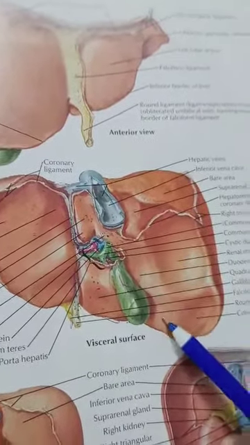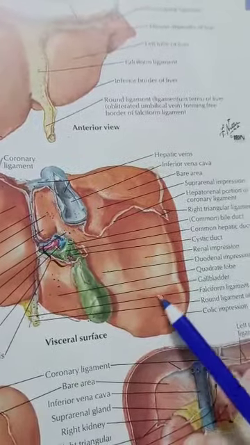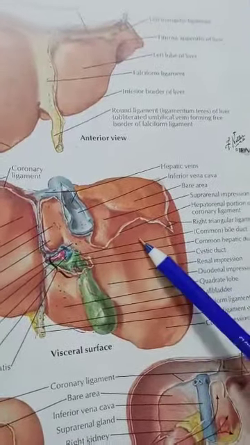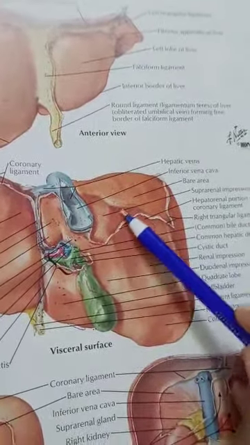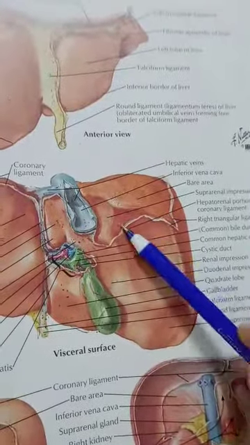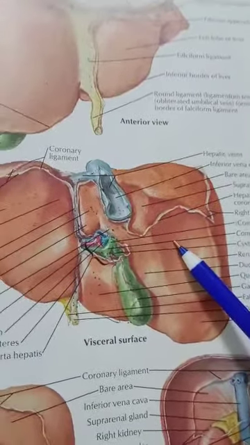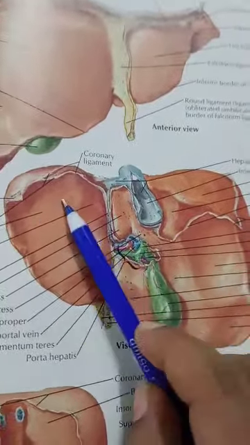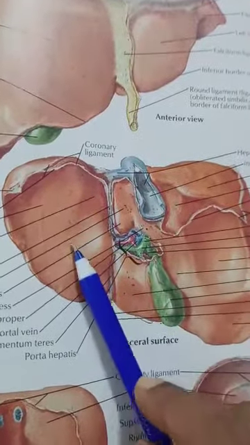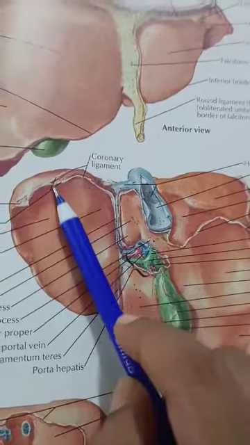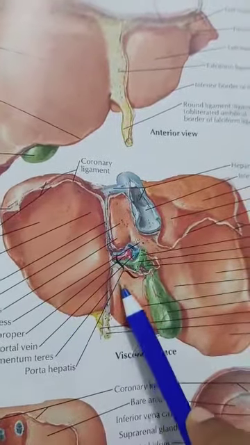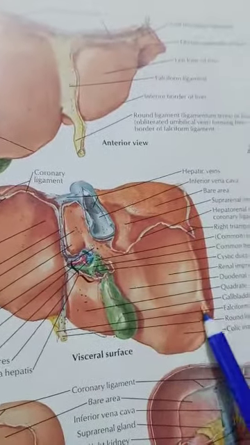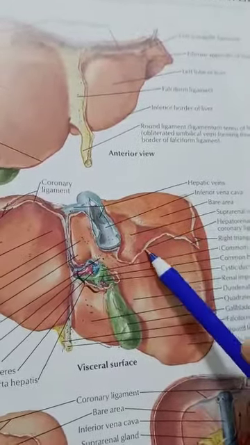Then this is the duodenal region. This portion is related to the colon, large intestine, and this portion is related to the kidney, the renal impression. This is the right side, so right kidney, and here comes the right suprarenal gland. So these are the main visceral relations, organs related to the liver. The upper part is related to the esophagus, then the stomach, then the pyloric end of the stomach, then the duodenum, then the large intestine, then the kidney, then the suprarenal gland.